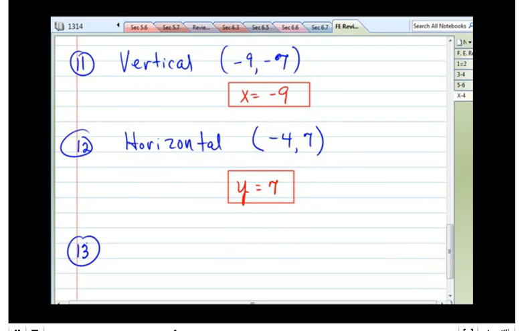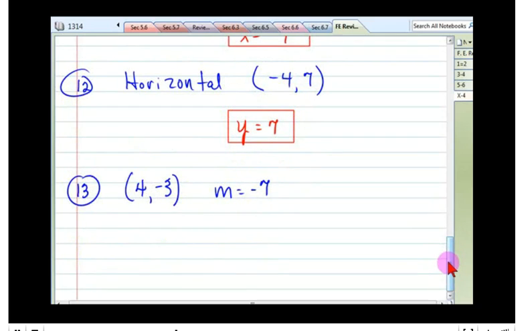All right, 13 said, write the equation of the line if you have 4, -3 is a point and m equals -7. Oh, thank you. So it's 4, 3. Okay, cool.